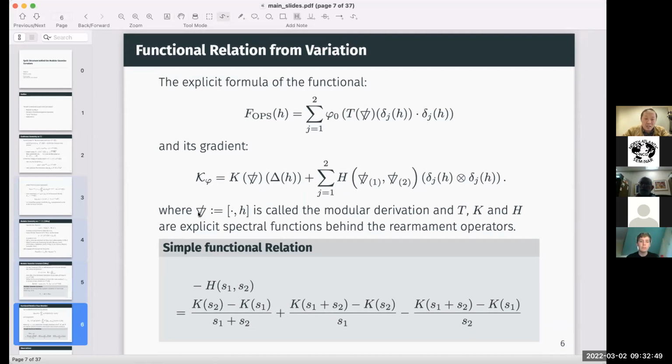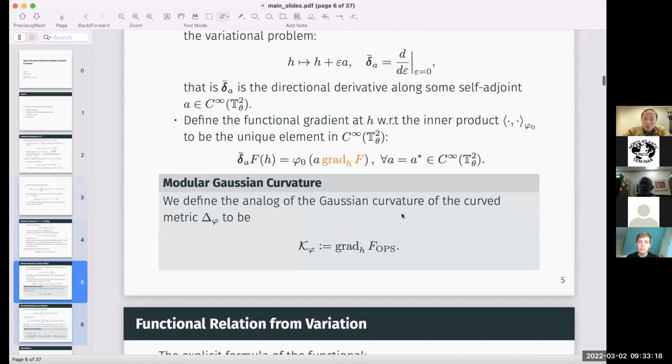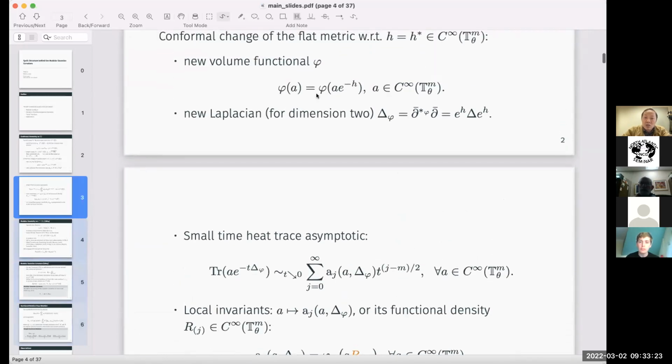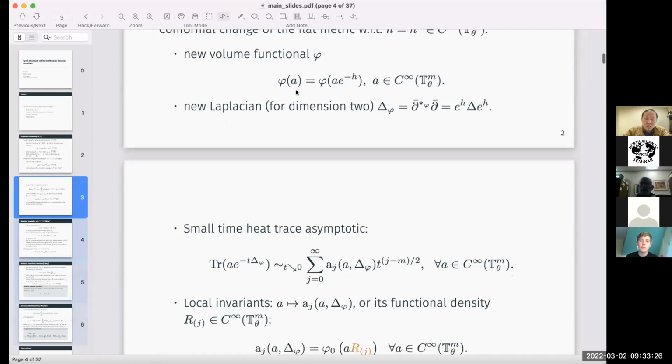This nabla, the upside down triangle, is basically the commutator with respect to H. It is called the modular derivation because it is the infinitesimal generator of the one parameter group of automorphisms attached to this new volume form phi.